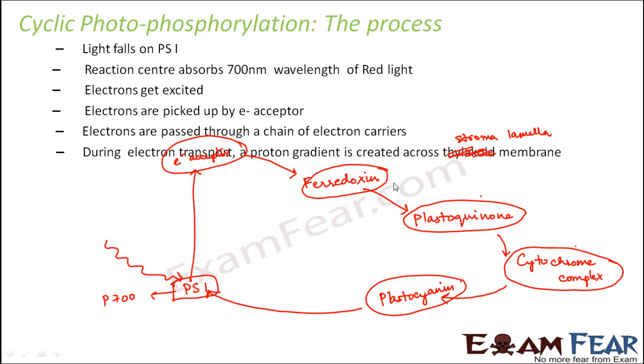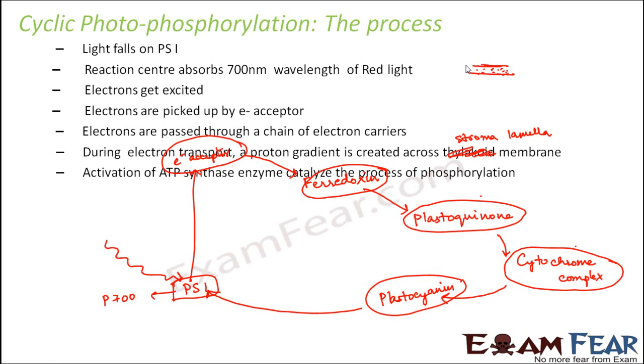Inside that structure, let us suppose this is the stroma lamellae, there will be more protons inside and fewer protons outside. The concept is exactly similar to non-cyclic phosphorylation. As a result of this proton gradient, what will happen? A lot of energy will be produced. Activation of the ATP synthase enzyme catalyzes the process of phosphorylation.